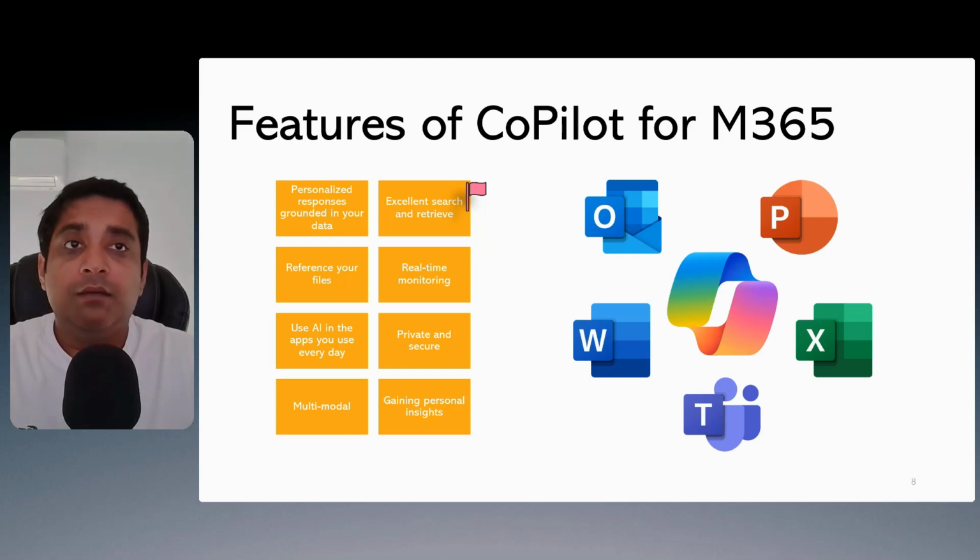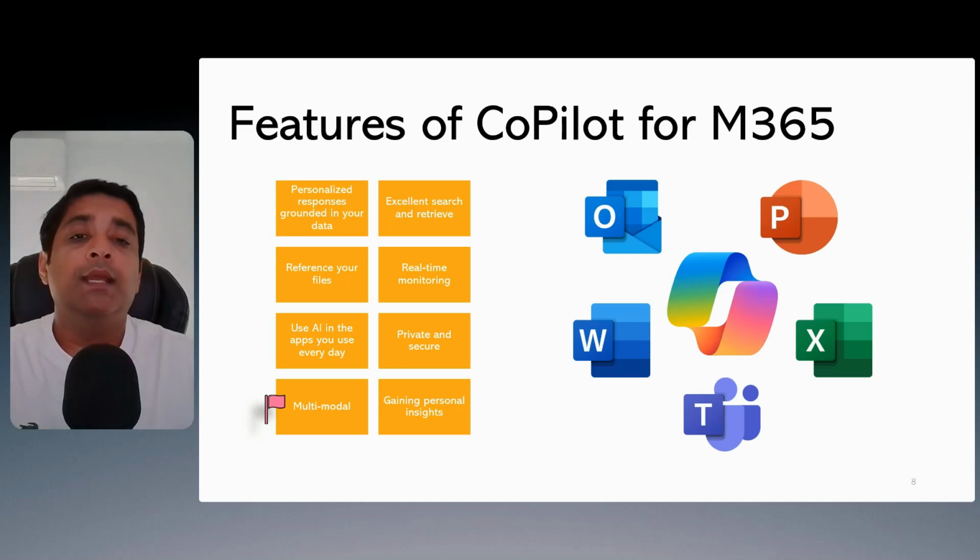The next feature is multimodal. Now, Microsoft Copilot is multimodal. It means it can do many different things other than just text. It can create images for you, it can interpret images and give you answers based on that.